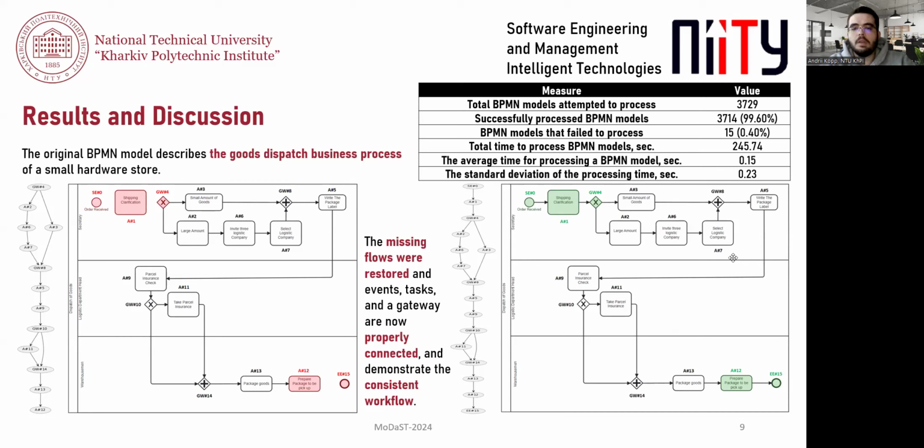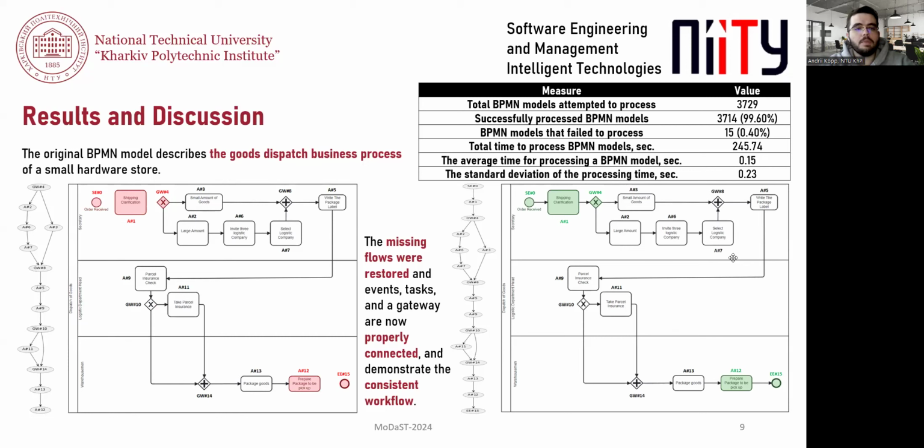The total time to process all the collection of BPMN models was 245.74 seconds. The average time for processing a BPMN model was 0.15 seconds. And the standard deviation of the processing time is 0.23 seconds, which in total these performance measures demonstrate quite good performance of the proposed algorithmic and software solution.